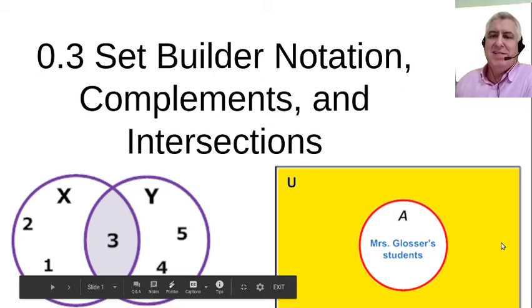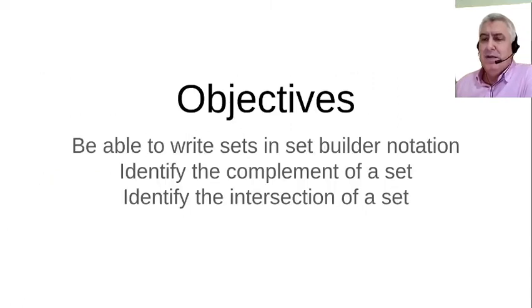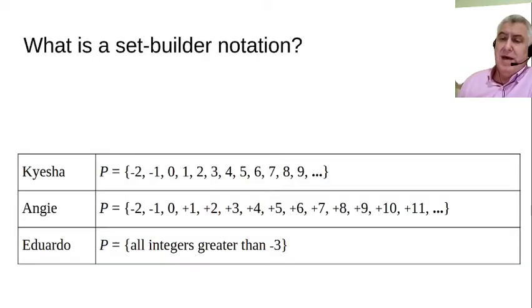We're learning about sets and Python, and in this third lesson we're going to be learning about set builder notation, complements, and intersections. Our objectives: one, we'll be able to write sets in set builder notation; two, identify the complement of a set; and three, identify the intersection of a set. You've heard about intersections a little bit before, so that should be pretty straightforward, but I don't think you've heard of set builder notation before. Let's start with that. So what is set builder notation?